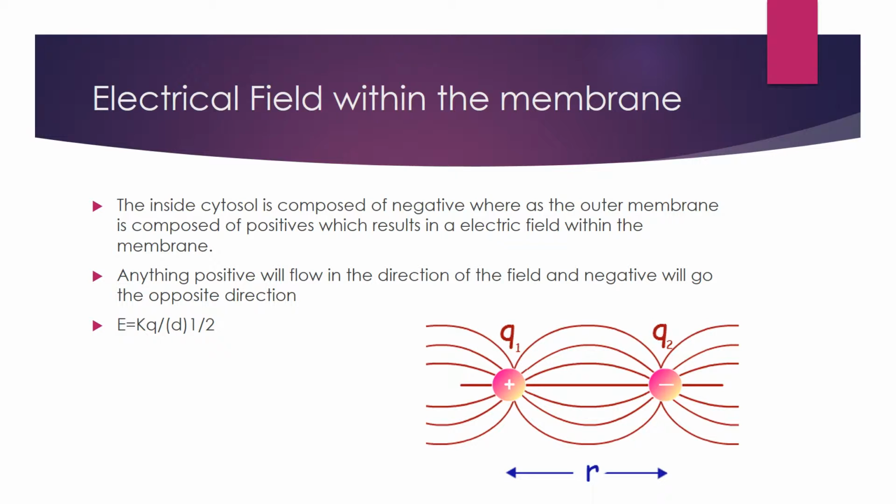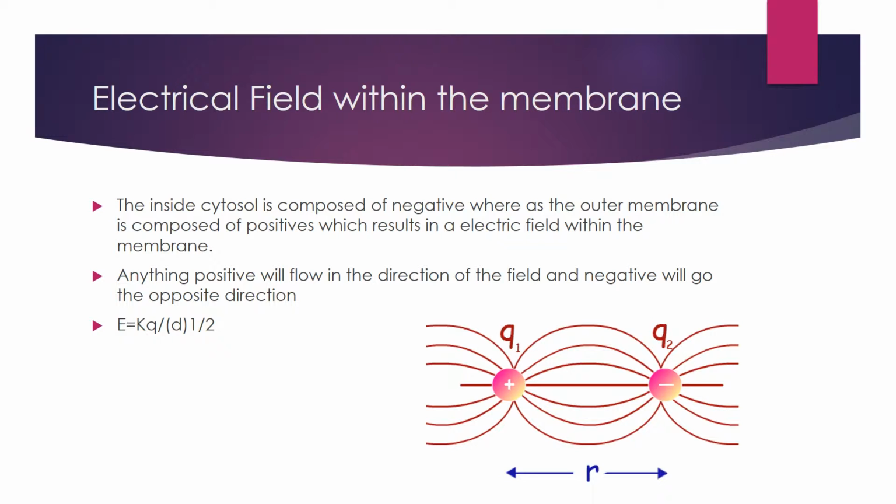The equation depicted here is the one that we used in class in order to get a value for electrical fields. And the picture that is depicted here is one of many drawings that could be used to represent an electrical field between ions of opposite charges.